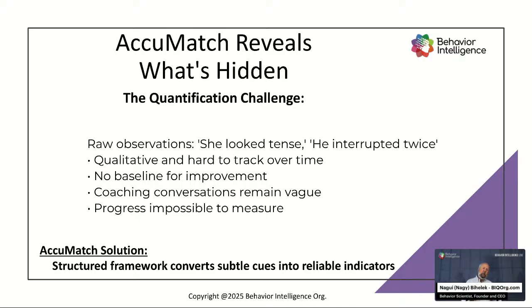So when we shift from labels to actual data, we can actually change things a lot more effectively. So the observation, if you like, she looked tense or he interrupted twice. Those are hard to really deal with because there's no baseline, there's no data, there is no coaching conversation that can be very specific. It's vague. What does that really look like? What's going on in those situations, right?